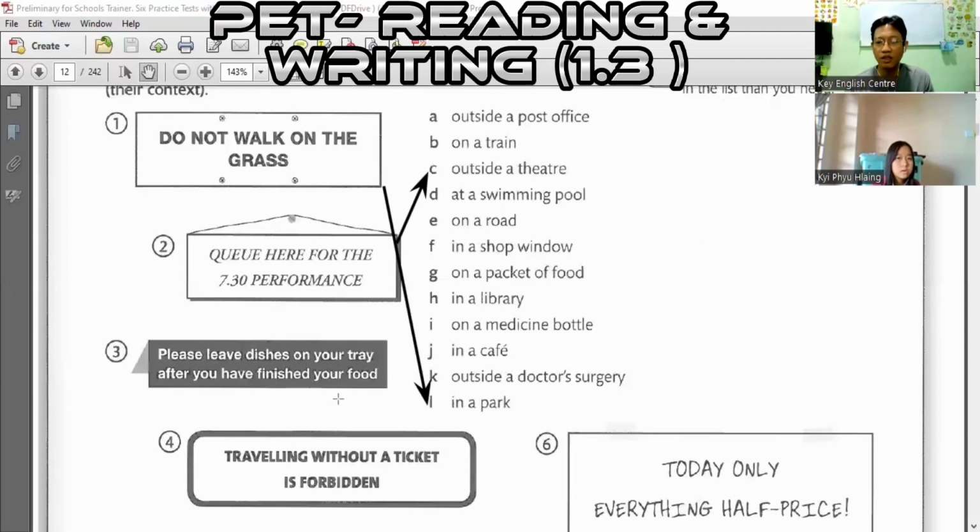Do you know the vocabulary tray or dishes? Tray is a kind of container to be used to carry the dishes. Dishes, such as plates or saucers. To put the dishes on, there is a tray. In Burmese, it is called Lemban.